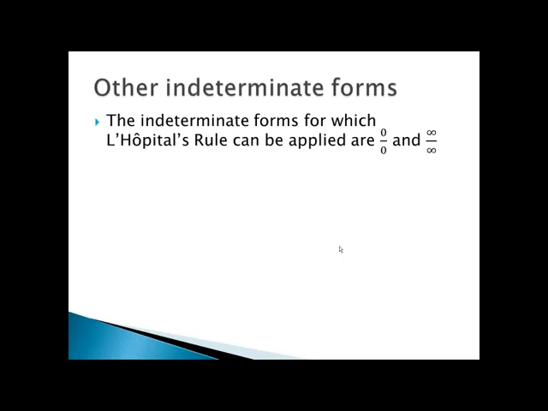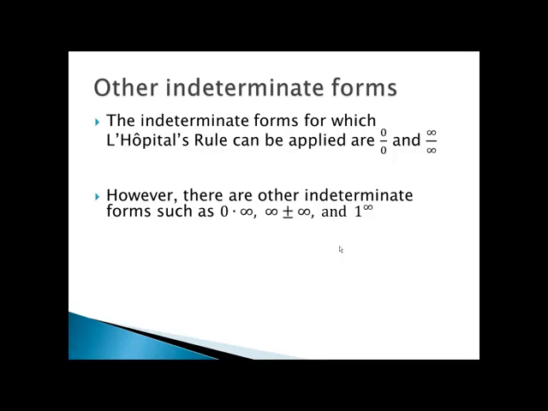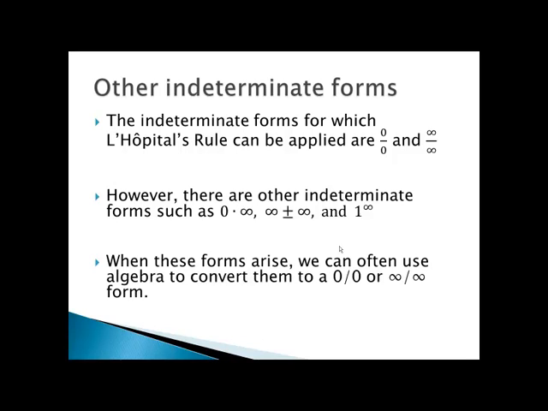We've looked at instances for which L'Hopital's rule has been applied to indeterminate forms 0 over 0 and infinity over infinity. There are other indeterminate forms such as 0 times infinity, infinity plus infinity, or infinity minus infinity, and 1 raised to infinity. When these forms arise, you can often use algebra to convert them to a 0 over 0 or an infinity over infinity form, and then apply L'Hopital's rule.